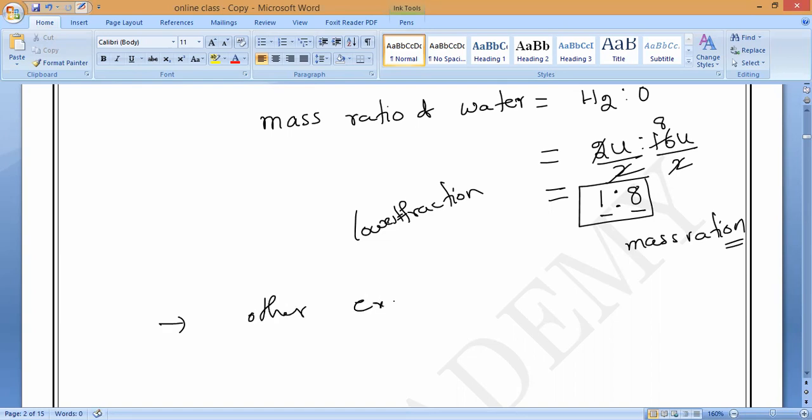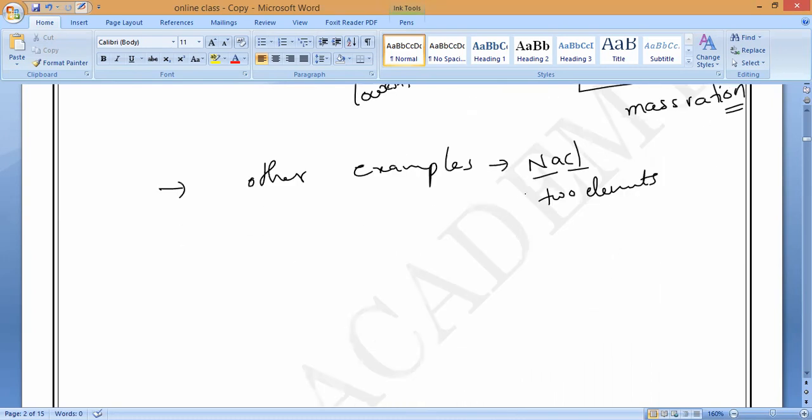Other examples of compounds, we can make hundreds of examples. NaCl, sodium chloride. Here how many elements are there? 2 elements: sodium and chlorine. Do you understand? So their mass ratio is fixed.